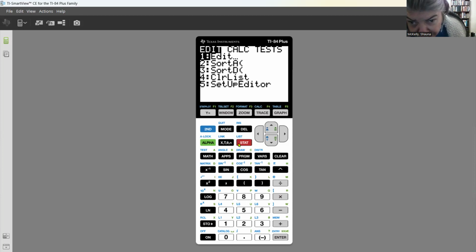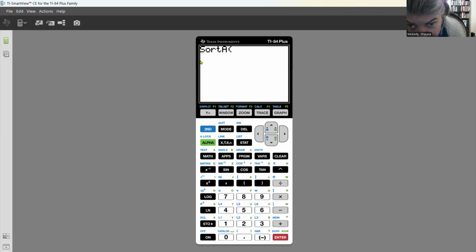And we're going to go, we have two sorts on this menu. We have sort A and we have sort D. We're going to sort ascending, as I mentioned. So I'm going to hit the down arrow key, or I can just hit the number 2. It doesn't matter. I'm going to hit the down arrow key though and hit enter. And I get that. And I have this parenthesis.